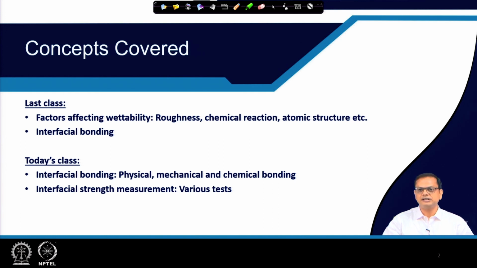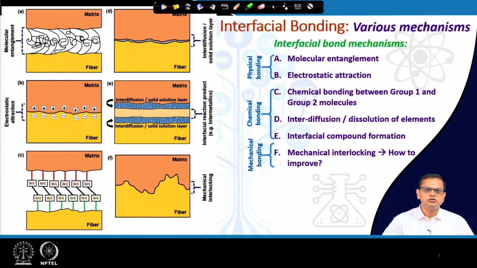So, in the last class I just introduced the various kinds of interfacial bonding. I have a plan to provide you some more details of interfacial bonding, the different kinds of interfacial bonding. And then the final thing which I would like to discuss here is how do we measure interfacial strength. Okay. So, we will see how much we can cover in today's class, or else we will move to the next class also. So, let us begin.